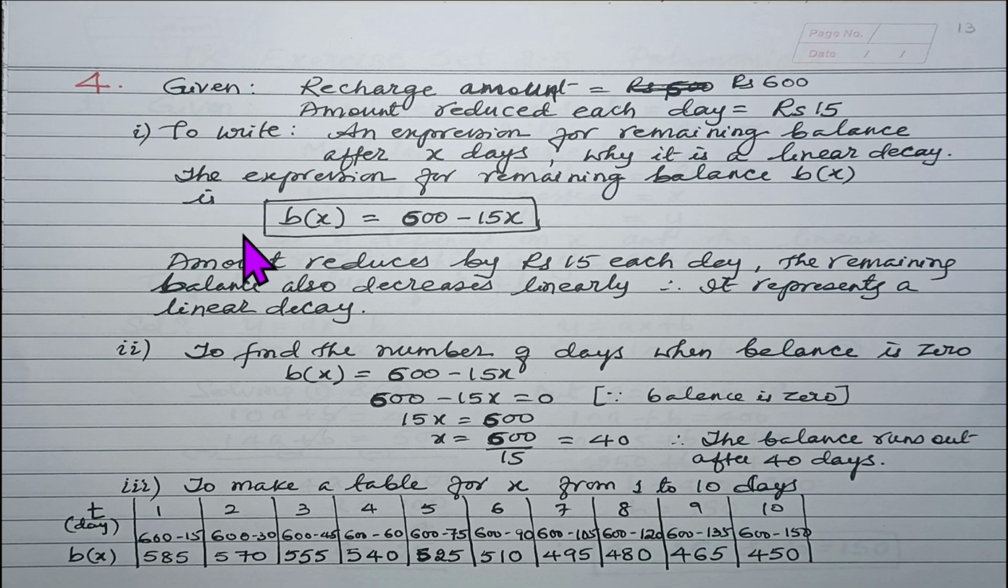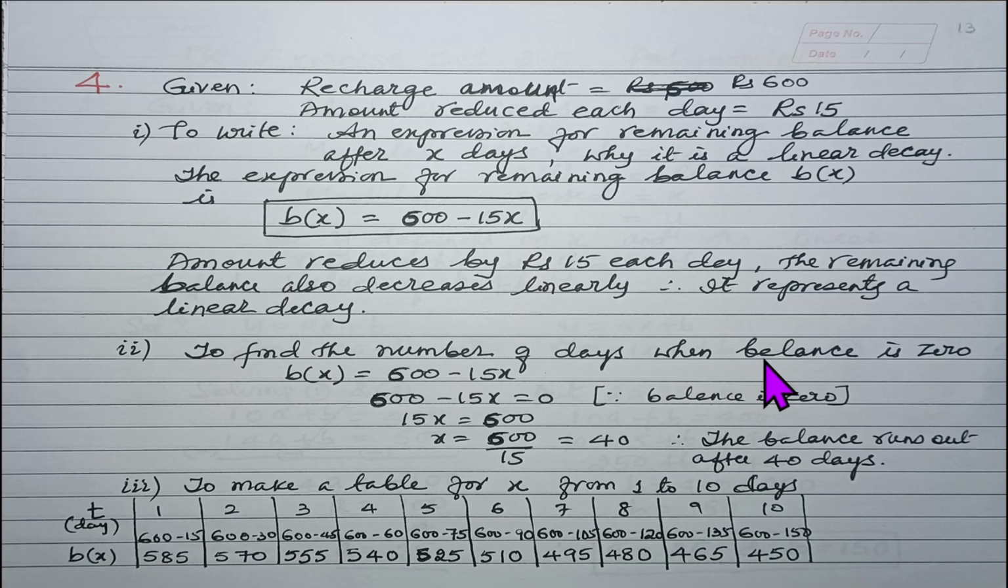Now the remaining balance, if it is b of x, then it is 600 minus 15x every day. That means x is 1 day, that means 15 is less, 2 days, again 30 is less, and so on. Amount reduced by rupees 15 each day. The remaining balance also decreases linearly, therefore it represents a linear decay.